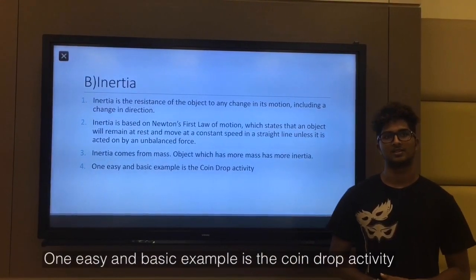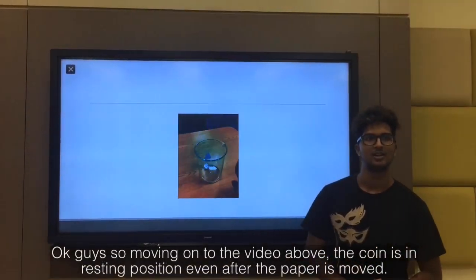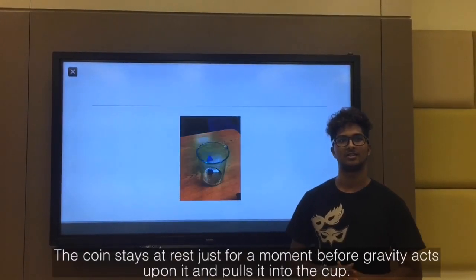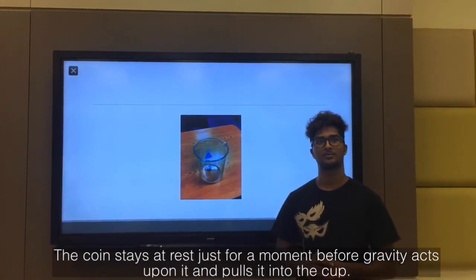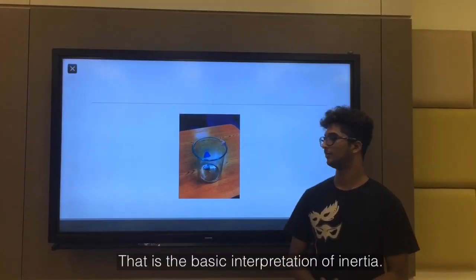One easy and basic example is the coin drop activity. Okay guys, so moving on to the video above. The coin is in resting position even after the paper is moved. The coin stays at rest just for a moment before gravity acts upon it and pulls it into the cup. That is the basic interpretation of inertia.